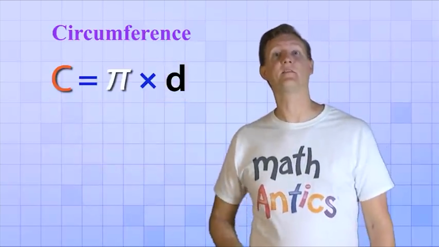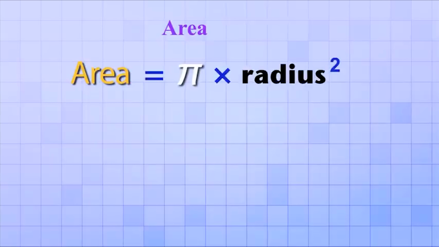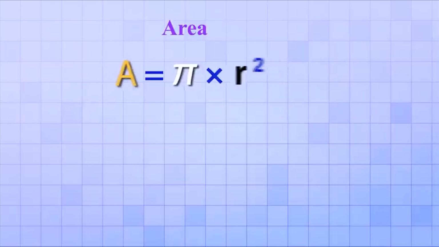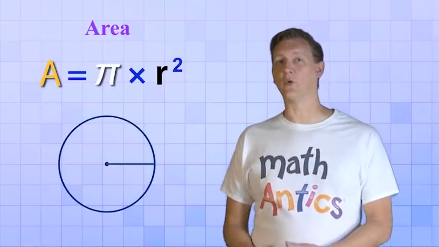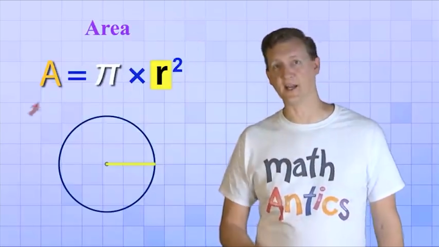But first, let's see the formula for area. The formula for finding the area of a circle is A equals pi times r squared. Again, we can use A for area and r for radius. Now this is a pretty simple formula too. It tells us that if we know the radius, we just have to square it and then multiply that times pi to get the area.